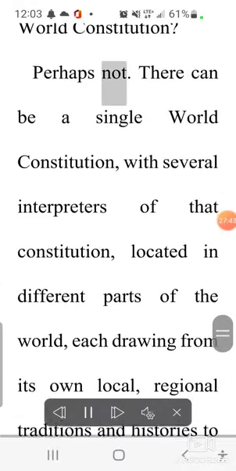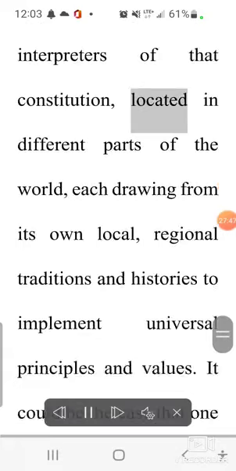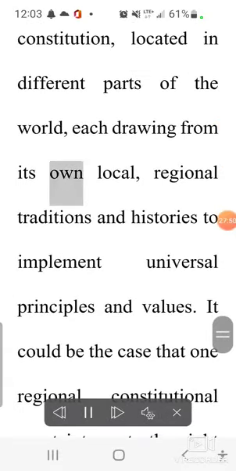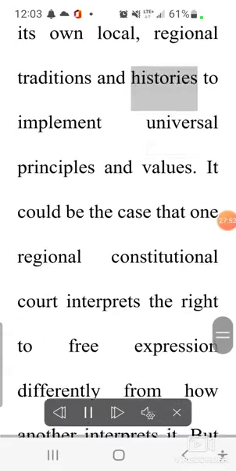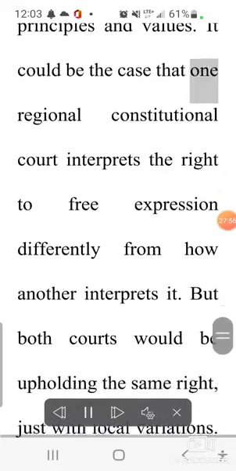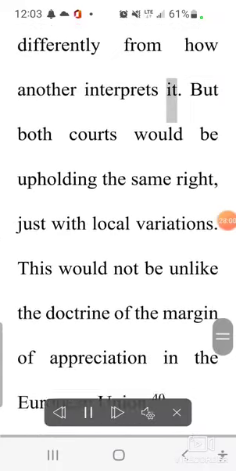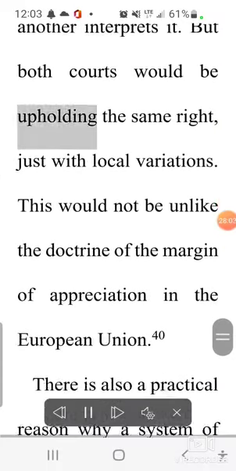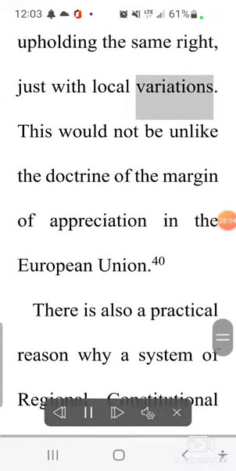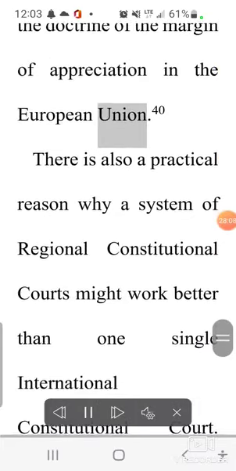Perhaps not. There can be a single world constitution, with several interpreters of that constitution, located in different parts of the world, each drawing from its own local, regional traditions and histories to implement universal principles and values. It could be the case that one regional constitutional court interprets the right to free expression differently from how another interprets it. But both courts would be upholding the same right, just with local variations. This would not be unlike the doctrine of the margin of appreciation in the European Union.